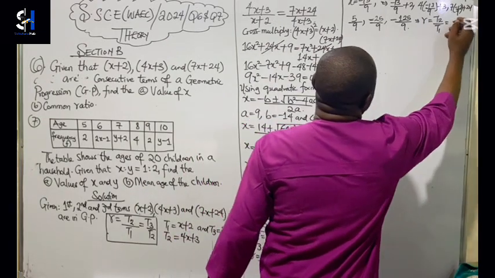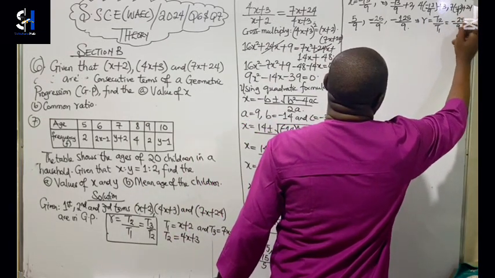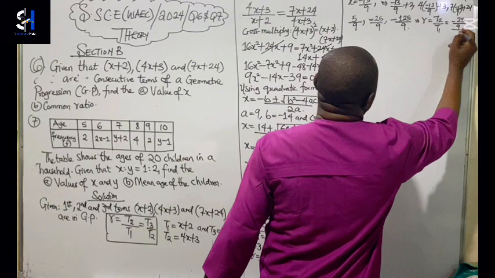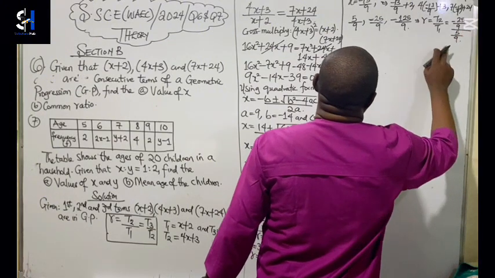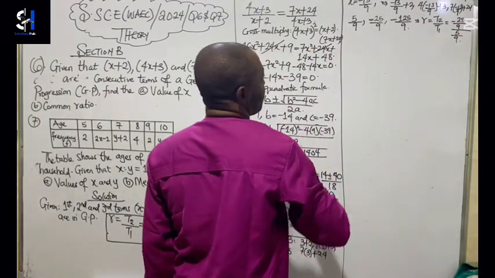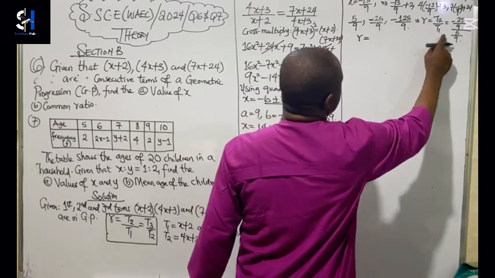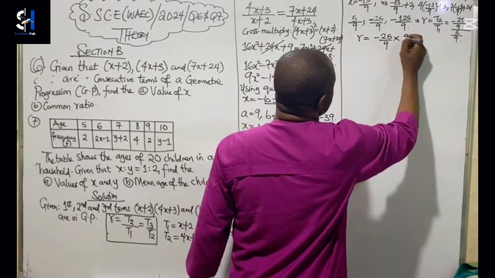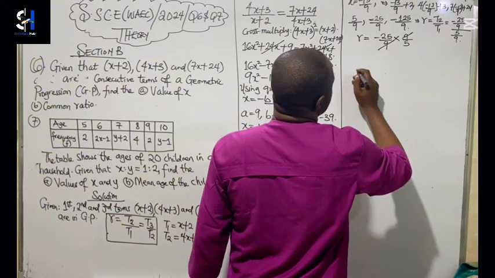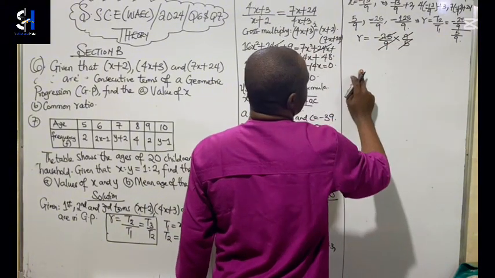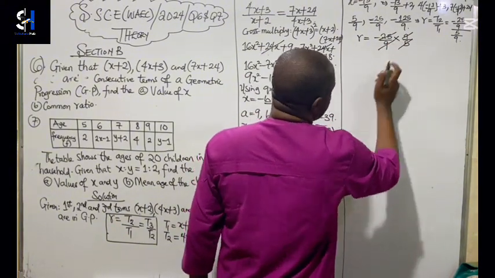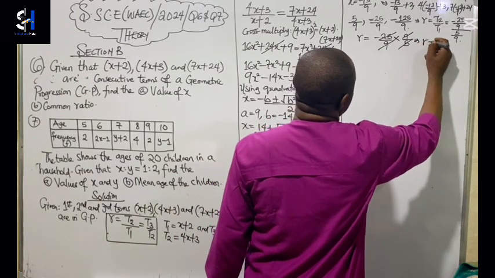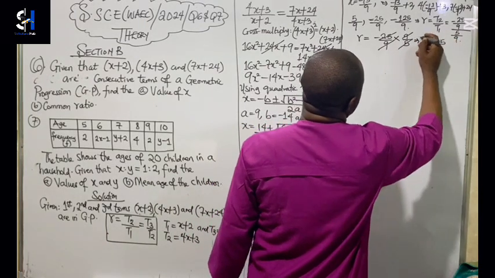To obtain the common ratio, we know that common ratio is T2 over T1. So T2, that will be minus 25 over 9 divided by 5 over 9. So the common ratio would be negative 25 over 9 multiplied by 9 over 5. So 5 into 25, that will be 5. So the common ratio will be minus 5.